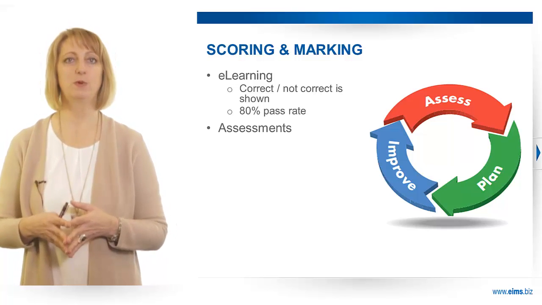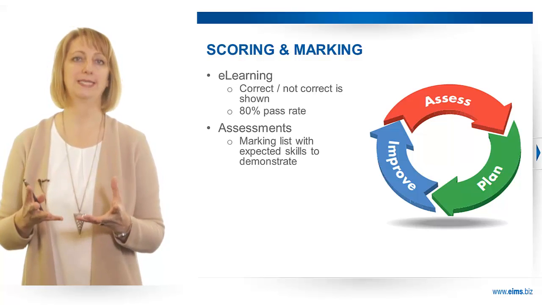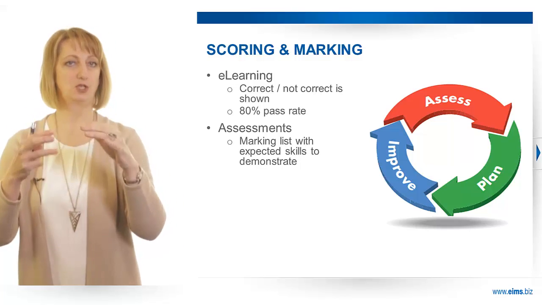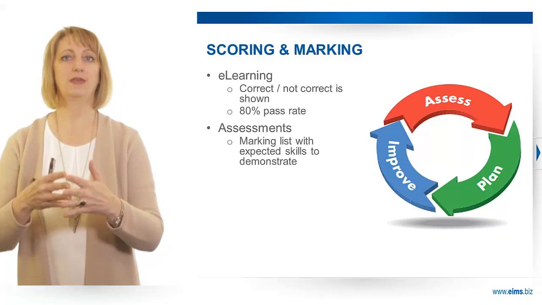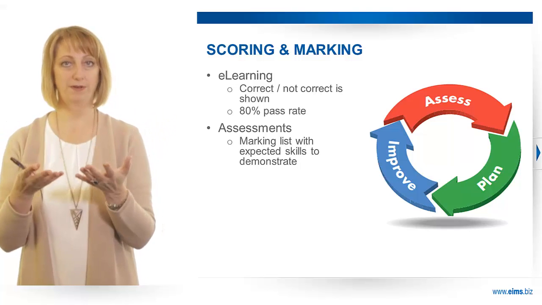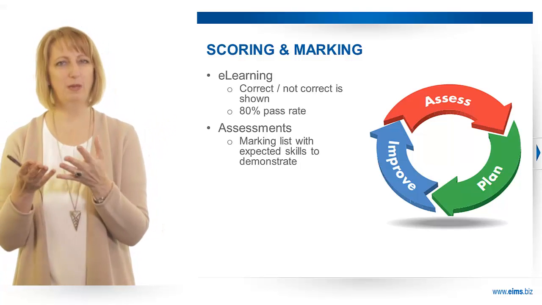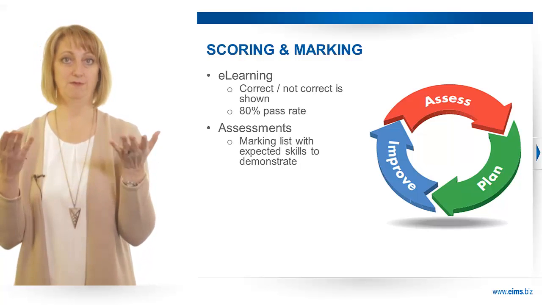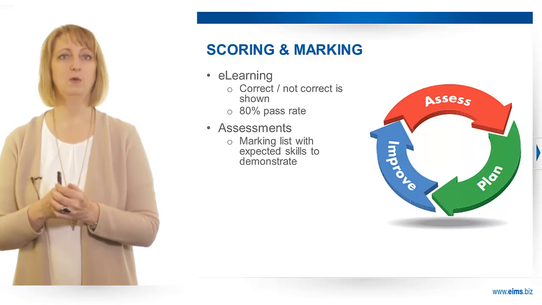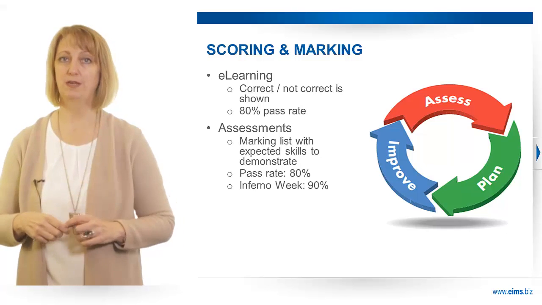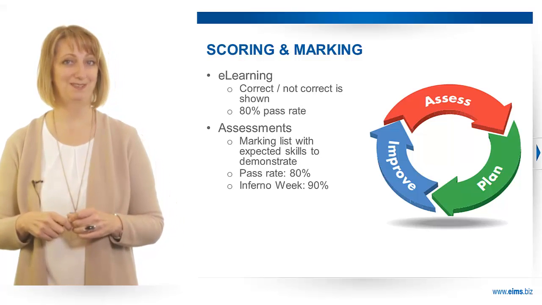For the assessments, we have prepared comprehensive marking lists which outline what exactly we expect to see for each of the exercises. You can then score them 0, which means not demonstrated, a 1 if you feel that it was okay but it still needs some improvement, or a 2, which means yes, they have demonstrated. Here we are also looking at an 80% pass rate. For Inferno Week, this should be really 90%.